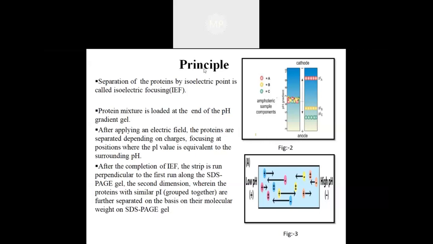In figure 2, this is the pH gradient depicted: 3, 4, 5, 6, 7, 8, 9, 10, and so on. So from pH 3 to 10, the gradient is going to be set up. After that, we load the sample, and electric current is applied to allow the sample to run.